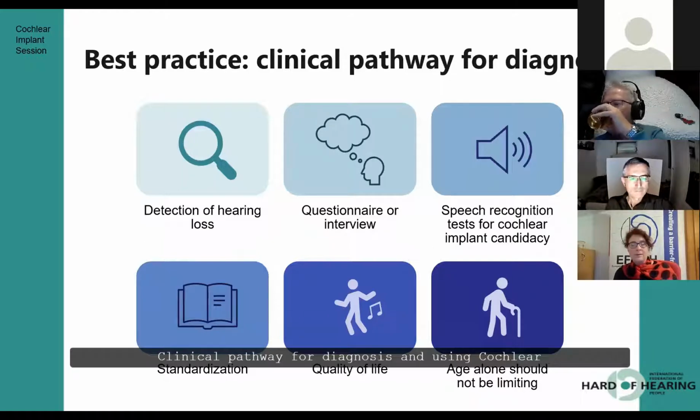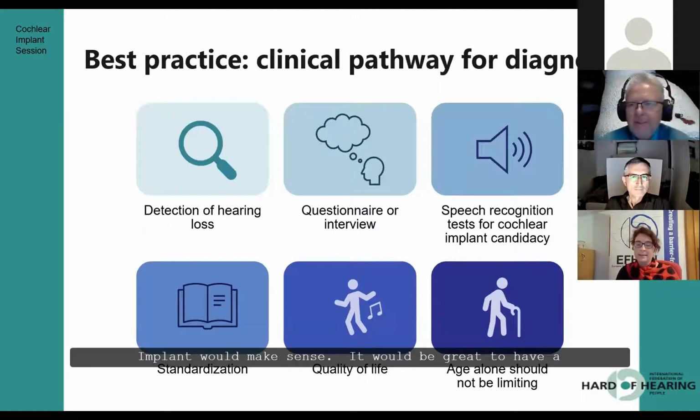Next slide, please. A clinical pathway for diagnosis and using cochlear implants would make sense. It would be great to have a universal standard procedure for determining implant acquisition and to ensure that these procedures include speech recognition tests. I believe that many adults have a similar experience to mine, that doctors said they still hear well, although their audiogram was awfully bad. I was down because of that at that time. It is one thing to hear at a short distance in a quiet space, and quite another to be involved in normal life. After implantation, my life has significantly improved.